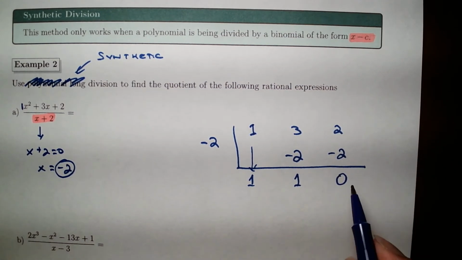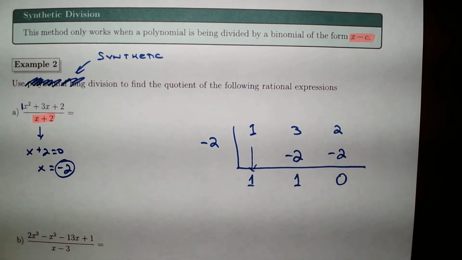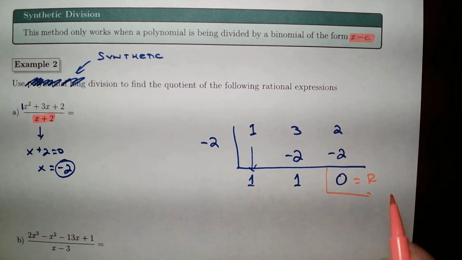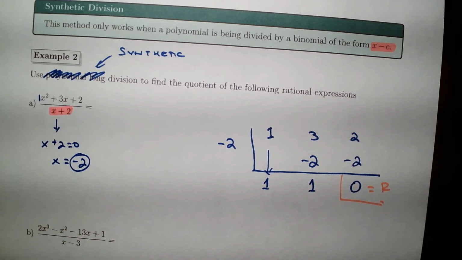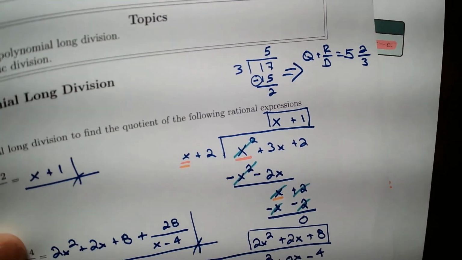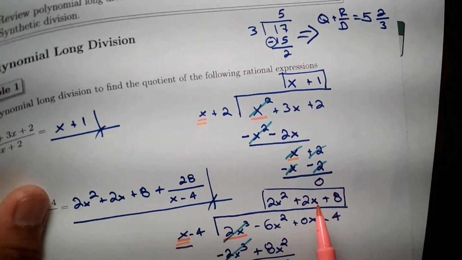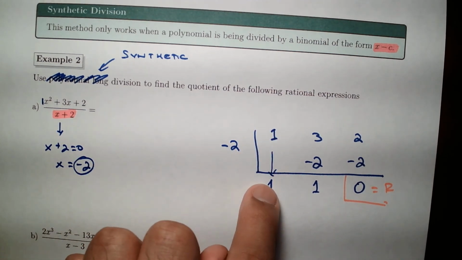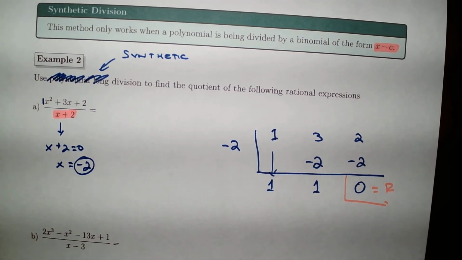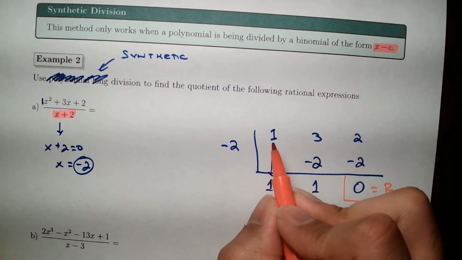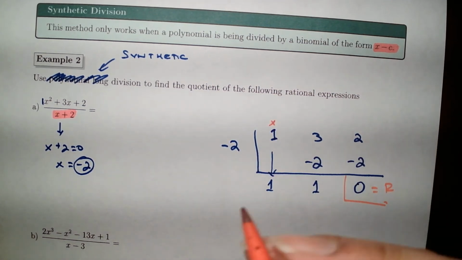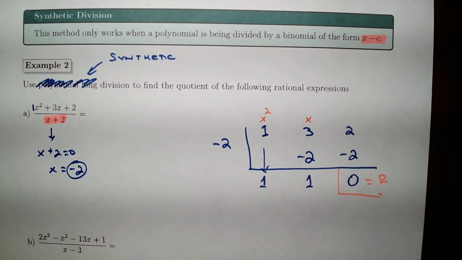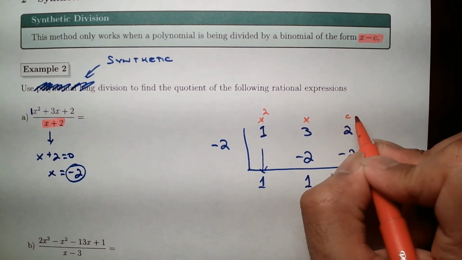The last number here indicates that the remainder equals 0. And if you look back when we did it that way, our remainder was a 0. Now, what do these numbers represent? So this one used to be the coefficient of x squared. This used to be the coefficient of x to the first power, and this was only the constant term.